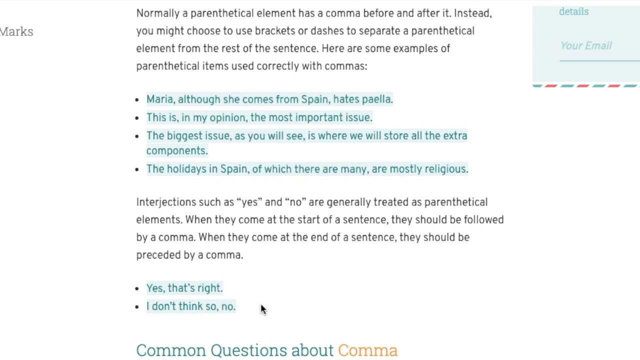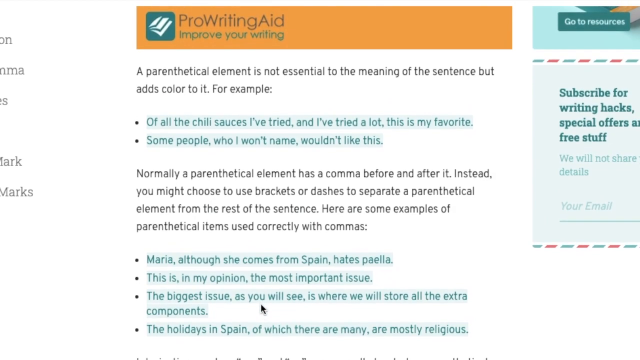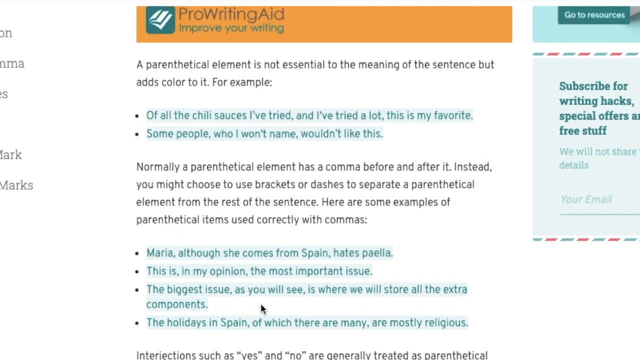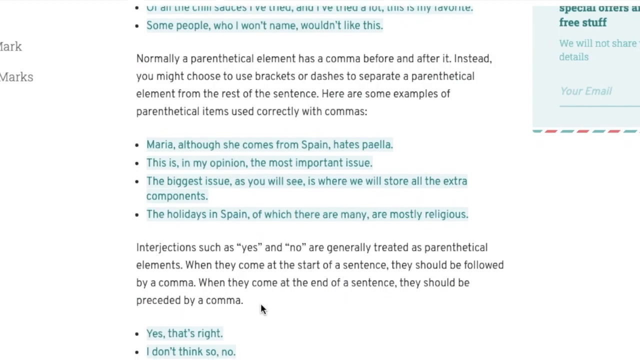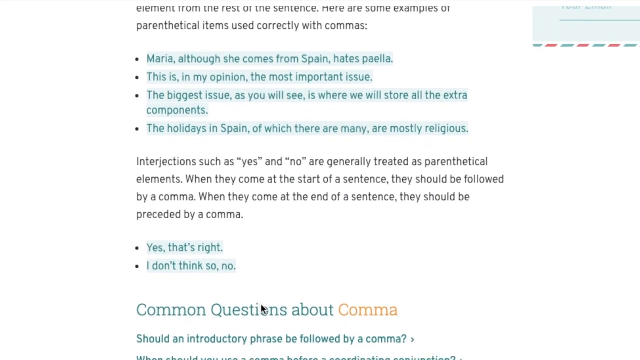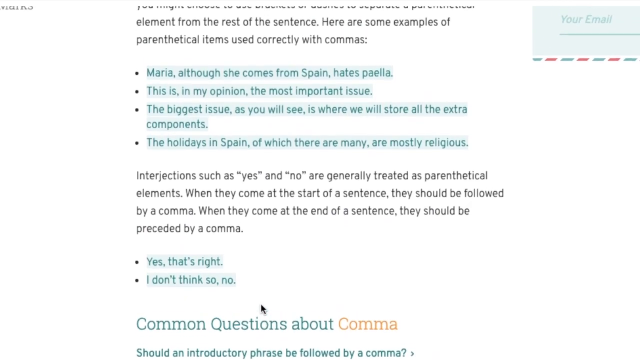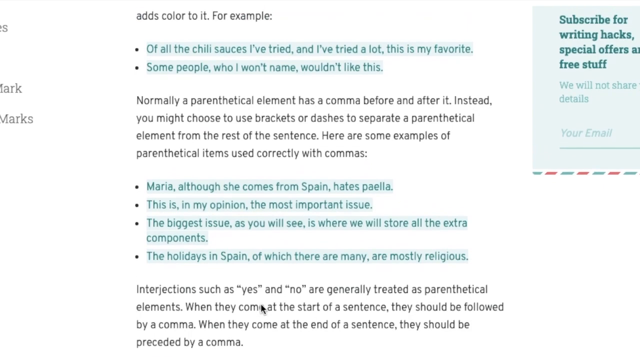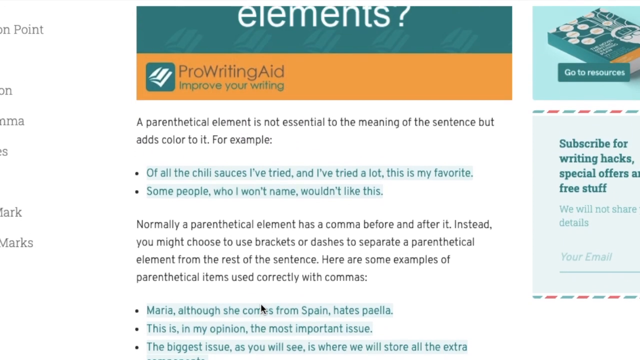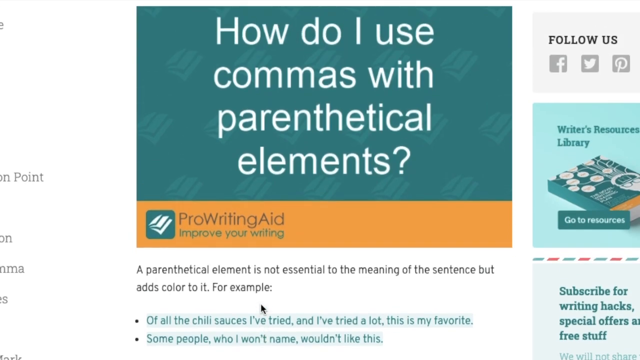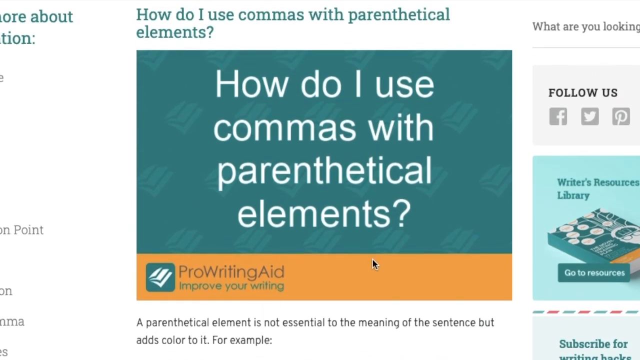So there we are, all looking at the parenthetical comma, additional information. It's not essential to the meaning of the sentence, but adds colour to it. Okay, so that's the parenthetical comma, sometimes called the bracketed comma. All right. Okay.